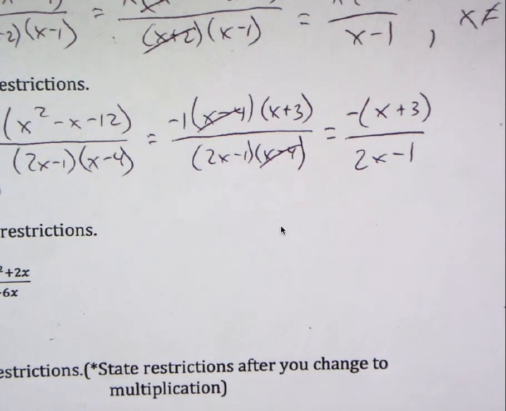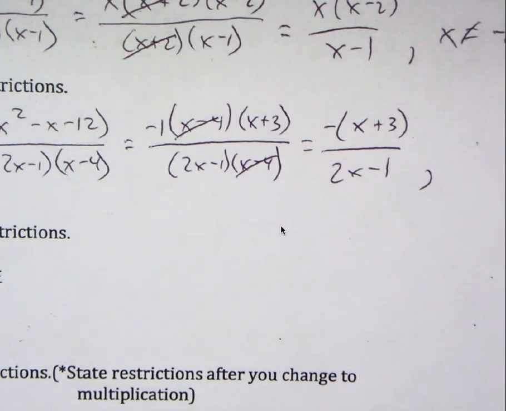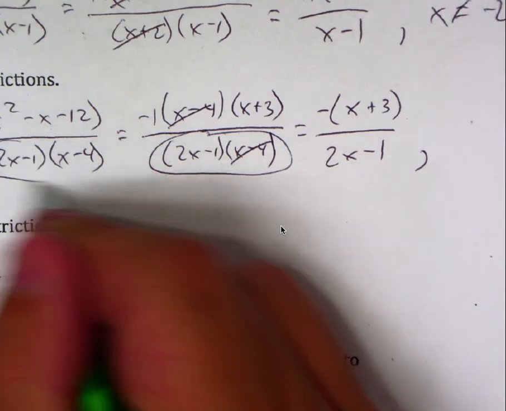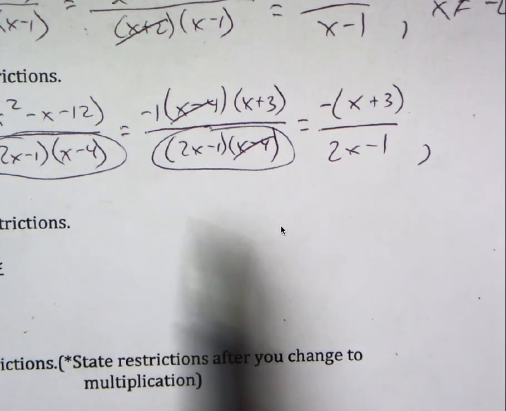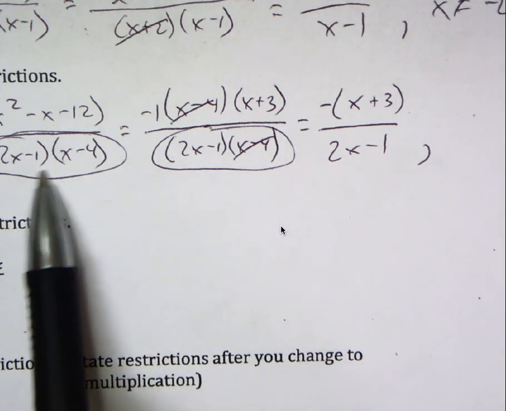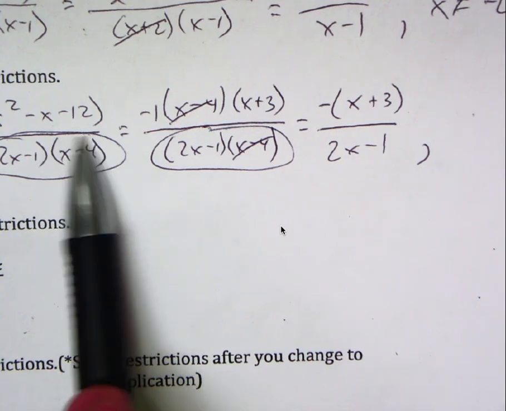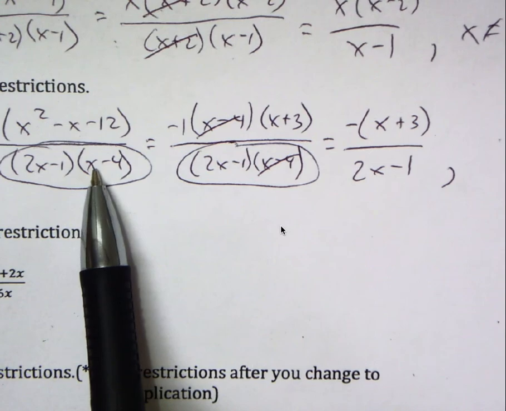It says and state restrictions. So we go back right here or here. You look at the factored form of the denominator. It's whatever makes the denominator 0. So you have to ask yourself, what's going to make each set of parentheses equal 0? Well, it's pretty obvious to see this one is 4. X cannot be 4 from this right here. 4 minus 4 is 0.